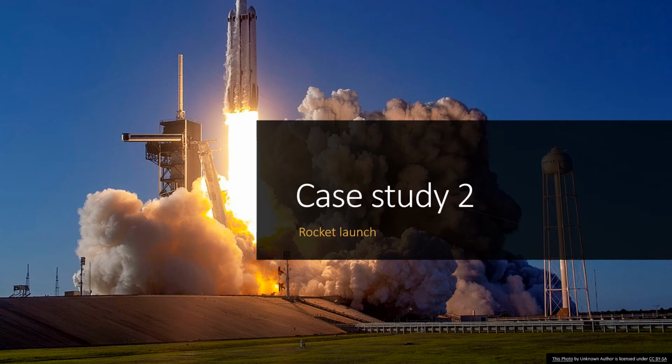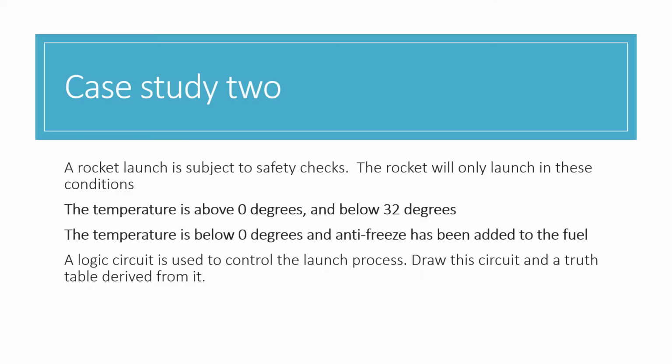Okay, so here's case study 2. I'm going to do the same kind of thing. It's about a rocket launch. So a rocket launch is subject to safety checks. The rocket will only launch if the temperature is above 0 and below 32, or the temperature is below 0 and antifreeze has been added to the fuel. So either of those conditions will do, and a logic circuit is used to control the launch process. Draw the circuit and the truth table derived from it.